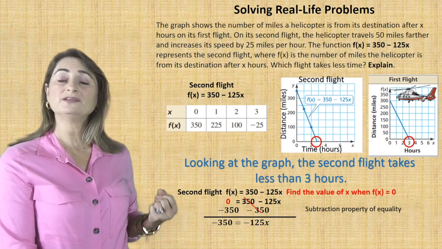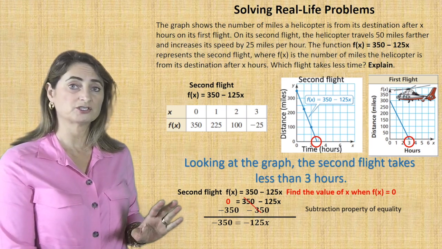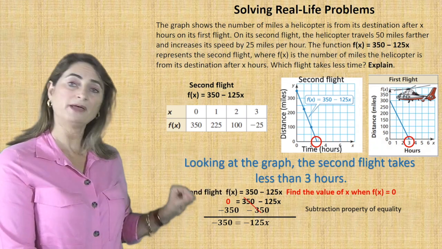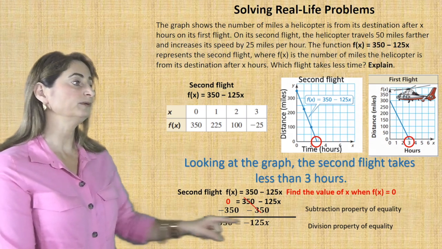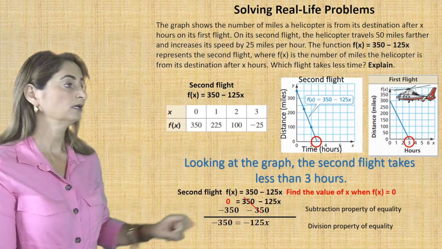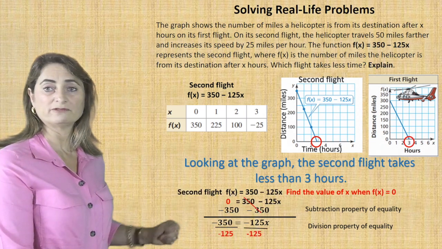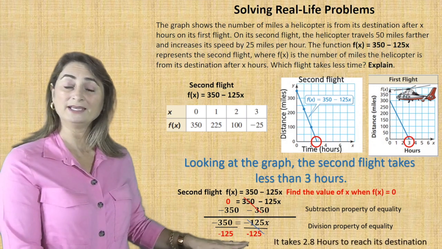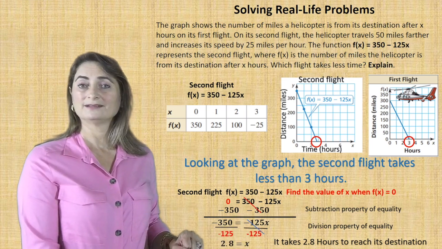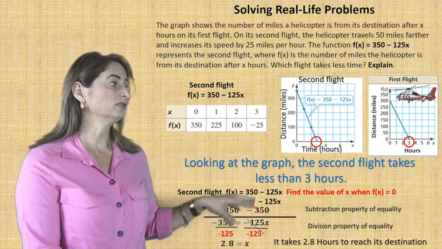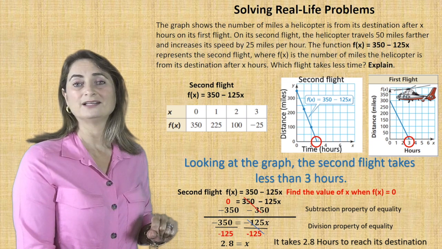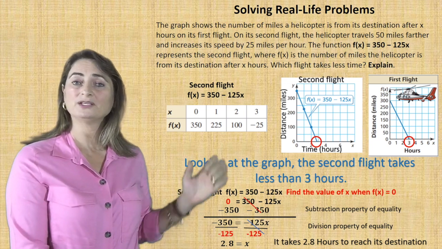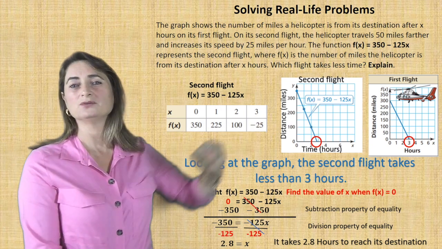Negative 125 is a coefficient, that's not a subtraction. You're multiplying the coefficient negative 125 times x. So the inverse operation would be the division property of equality. So divide by negative 125 on both sides. You end up with x equals 2.8. So it takes 2.8 hours for the second flight to land or reach its destination. And that's how you know exactly, by using the equation, or you can estimate using the graph.